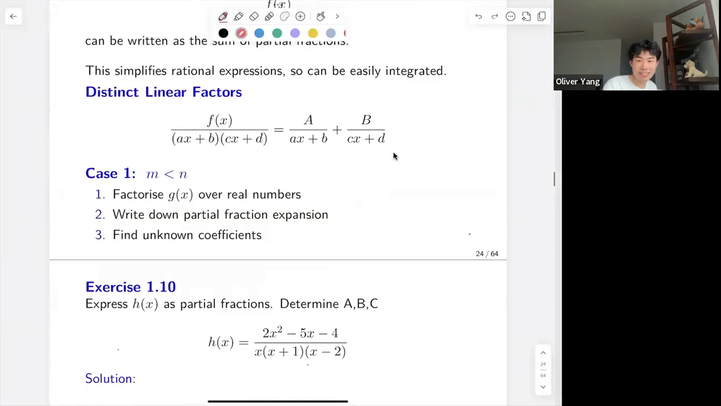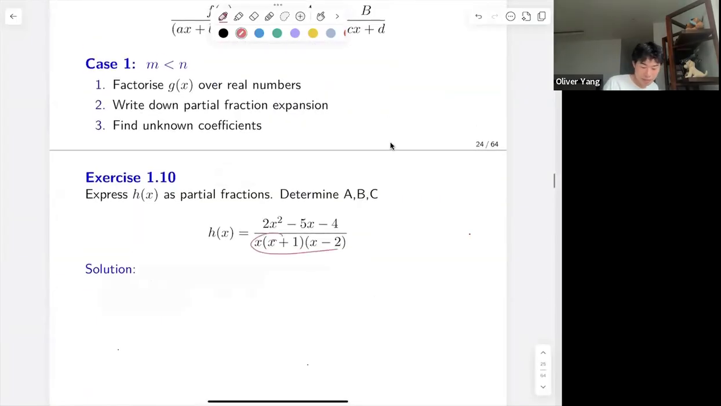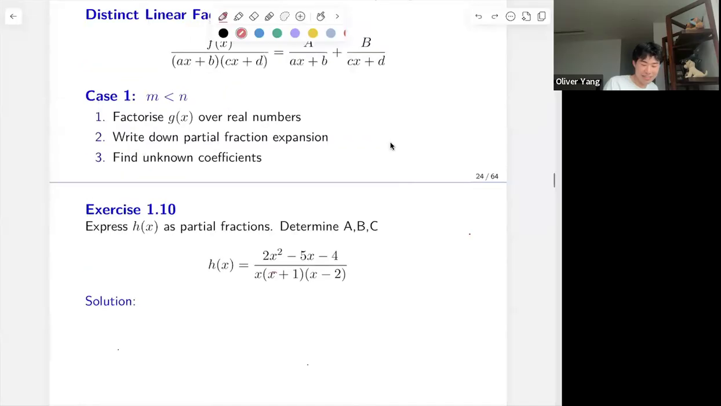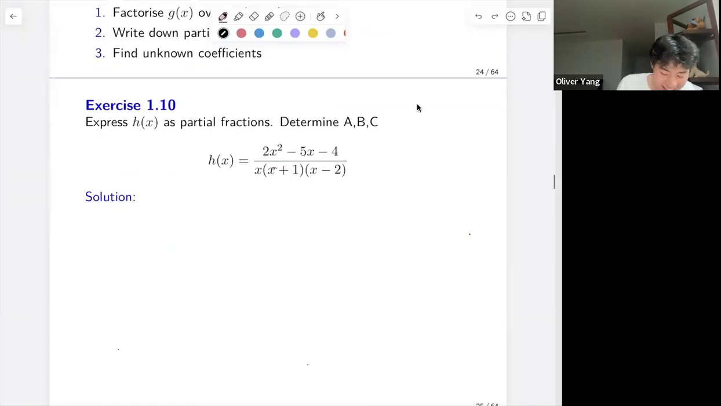In this case, which is what we can see here because this is a cubic and this is a quadratic, right? So in this case, we just factorize our g of x, which is already factorized, and then do the partial fractions. Okay, so why don't we just do the partial fractions here? So how do we decompose this?